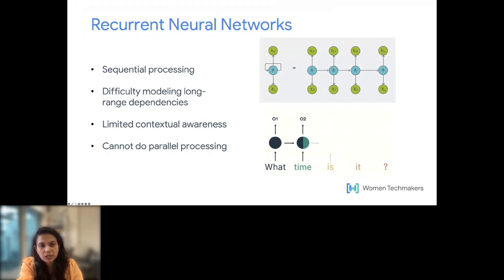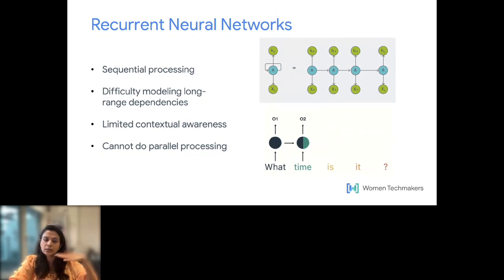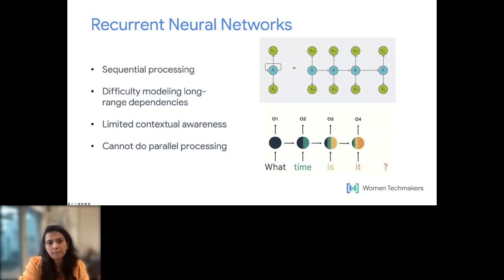That is essentially the problem with RNN. Because we are sending context sequence by sequence, it forgets what it has learned initially. By the time it reaches the question mark, it has almost forgotten the context of what. That is why it has difficulty in processing long range dependencies. These are the shortcomings of recurrent neural networks.